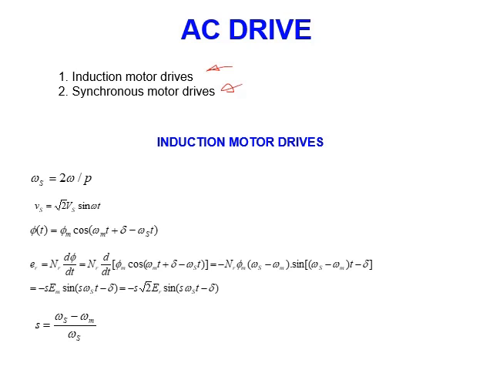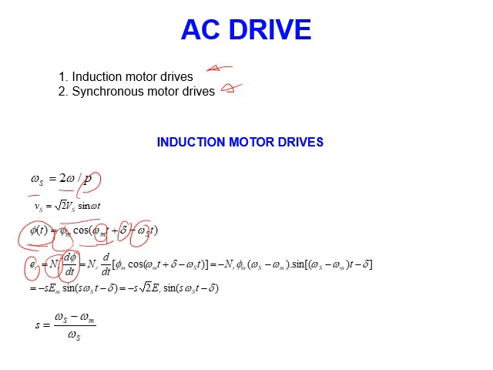You remember that the synchronous speed is 2 times omega, the angular speed, over the number of poles, and the voltage is sine as we usually assume it, and the flux is flux maximum cosine omega_m t. Omega_m is the rotating speed, delta is the phase shift angle, and then omega_s is the synchronous speed. If we derive this phi, the rate of change with respect to time, and multiply by N, we get the voltage according to Faraday and Maxwell.